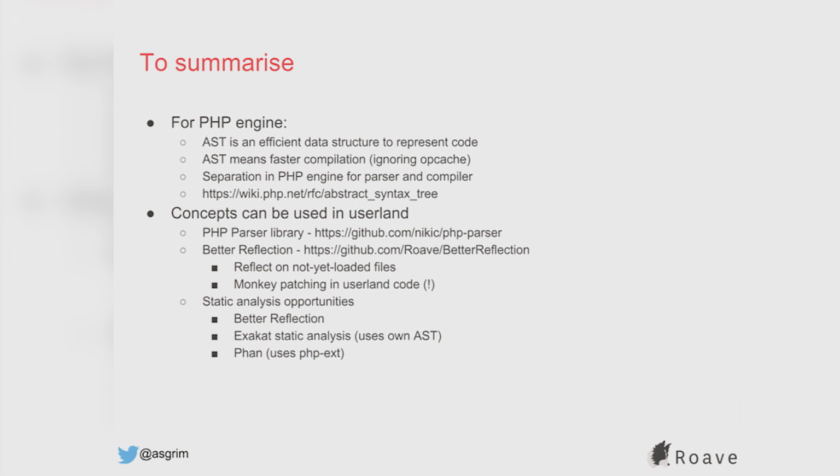So there's this tool called Exakat, which uses its own AST structure, but it will allow you to do this static analysis. And there's also a tool called Phan, P-H-A-N, not F-A-N, that uses the php-ast extension, but that will allow you to do static analysis as well, which is nice. And that also catches issues with code coming from PHP 5 to PHP 7 as well. So it will make sure you're forward compatible if you haven't yet migrated to the latest and greatest PHPs.